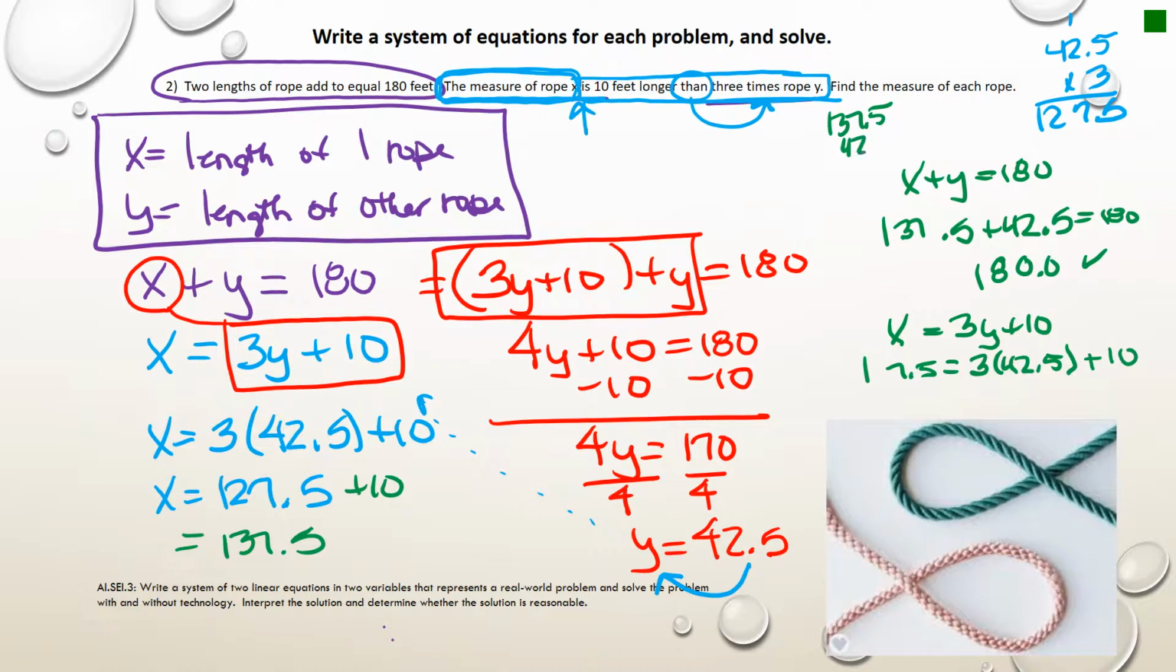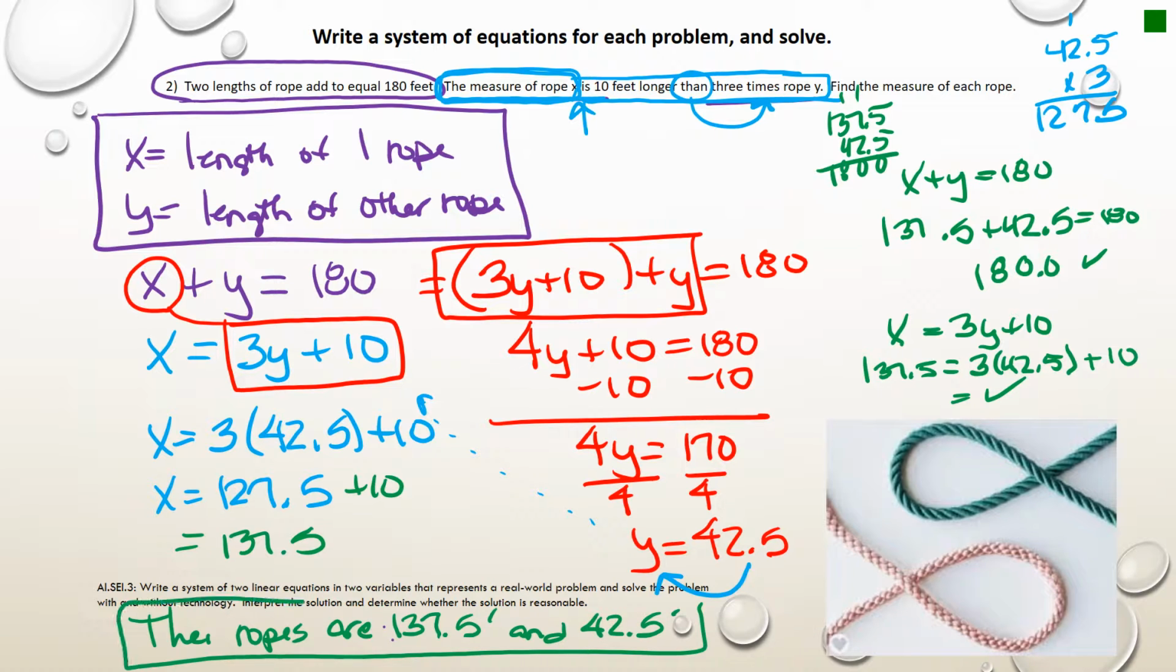137.5 plus 42.5. This is why you should actually do it rather than do it in your head. Yep, that equals 180. Okay, so does it work this time? And it does. Wow, that was embarrassing, guys. So the ropes are 137.5 feet and 42.5 feet. That's why we always check it and actually do the arithmetic, rather than just say, yeah, it probably does equal. Oh, what a great role model that was.